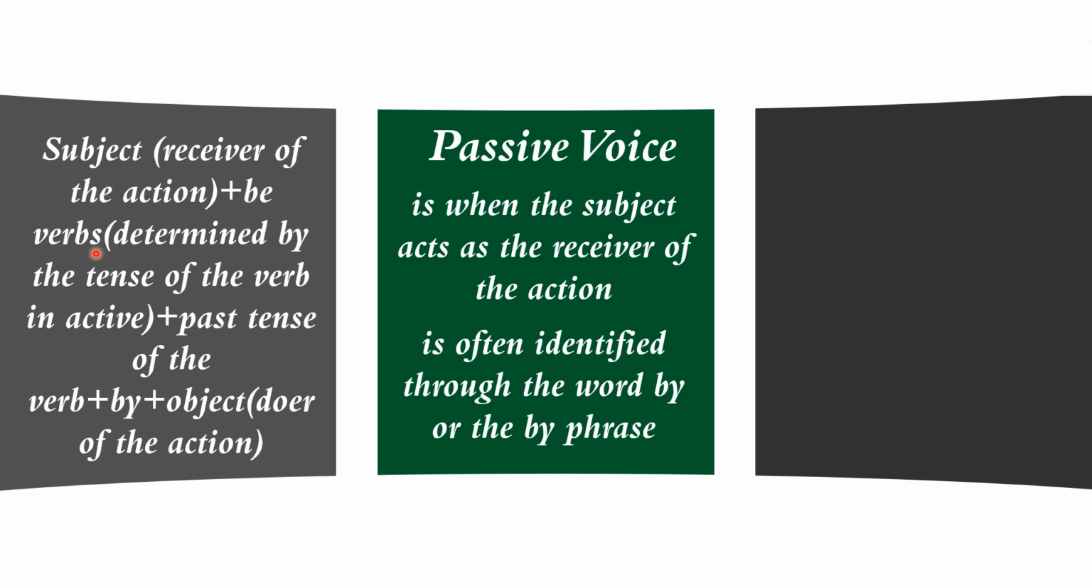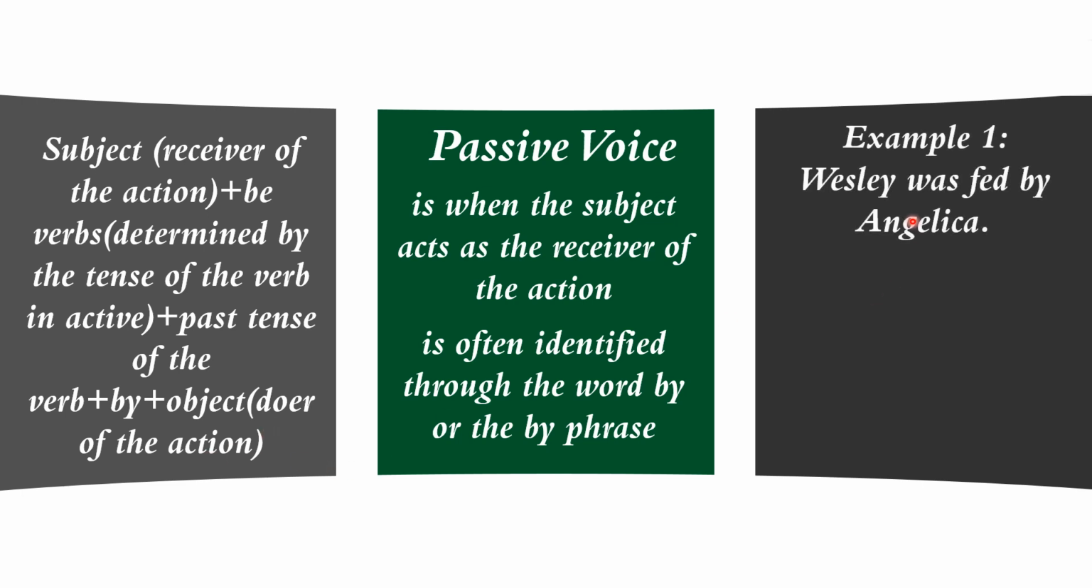It is determined by the tense of the verb in active voice, which will help us later on during the conversion. The next part of the sentence would be the past participle of the verb. Next is the word by, which will start the by phrase, and the last one is the object, which is now the doer of the action.